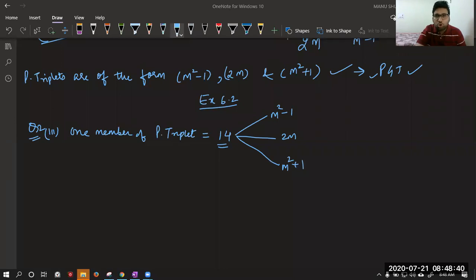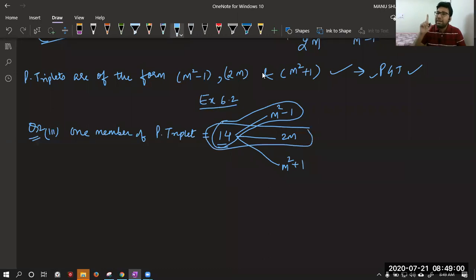Okay. So all of you are understanding that it is very easy to take 14 as 2m, because if I take 14 as m square minus 1, I will not get a good number. I will not get an integer appropriately. But if I take 14 as 2m, that will be appropriate.